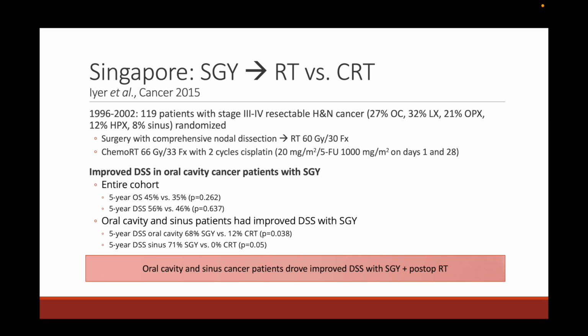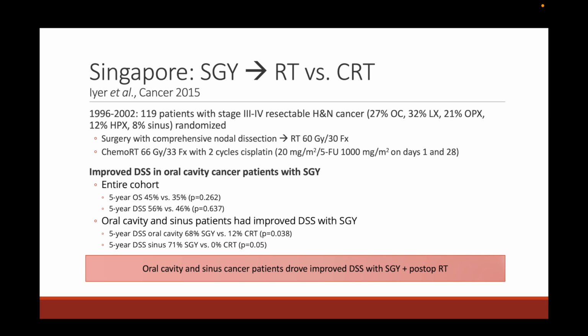As you can see, the patients were mixed in terms of their primary disease site. 27% had oral cavity, but they also had some larynx, oropharynx, hypopharynx, and sinus cancers. What they found is that there was an improved disease-specific survival with surgery in oral cavity cancer patients, but not in other disease sites or in other cohorts. In the entire cohort, the 5-year overall survival was 45% versus 35%, not significantly different. The 5-year disease-free survival was 56% versus 46%, also not significantly different.